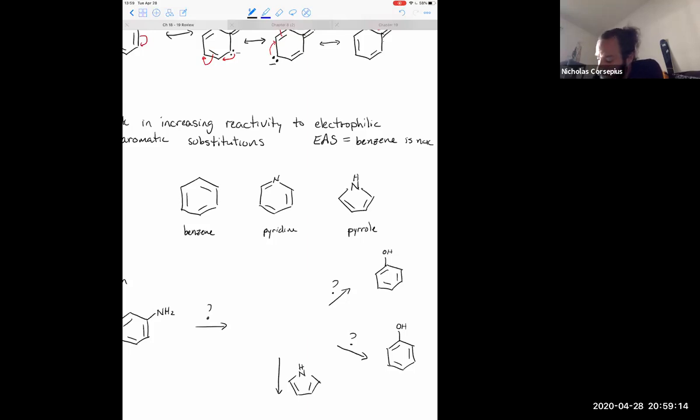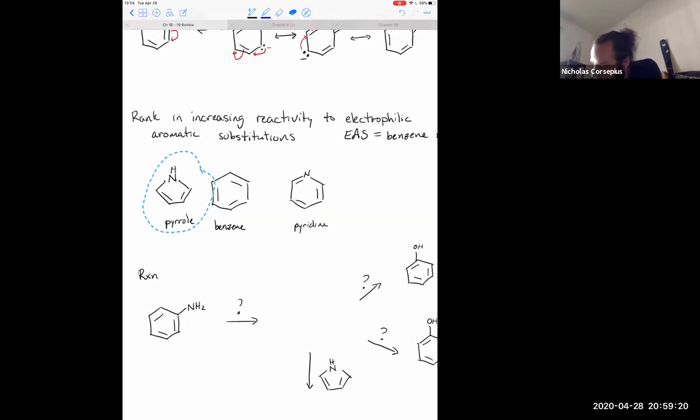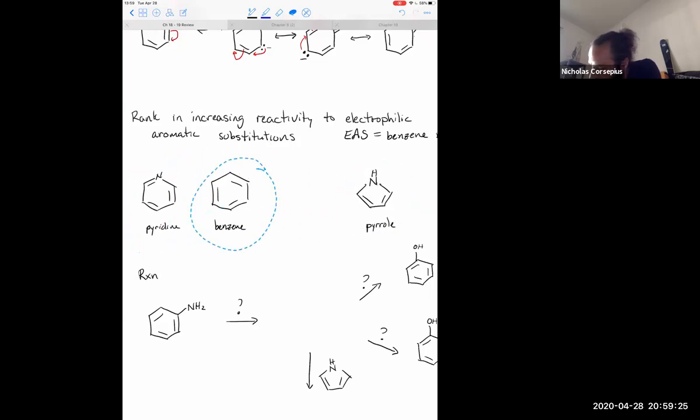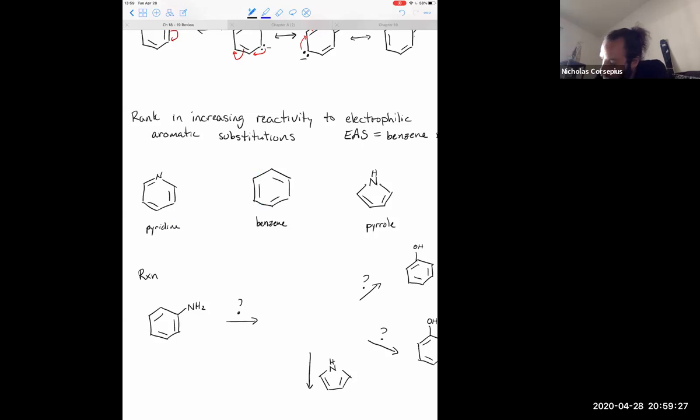One of these guys is actually going to be more reactive, and that is pyrrole. What did I say? Increasing reactivity? Okay, so you can go over here. What we learned is in terms of these electrophilic aromatic substitutions, pyridine is the worst, whereas pyrrole is the best, right? That nitrogen can act as a sort of donor to the ring. These are even better nucleophiles.